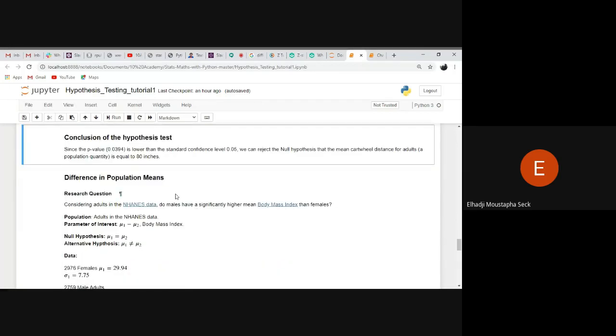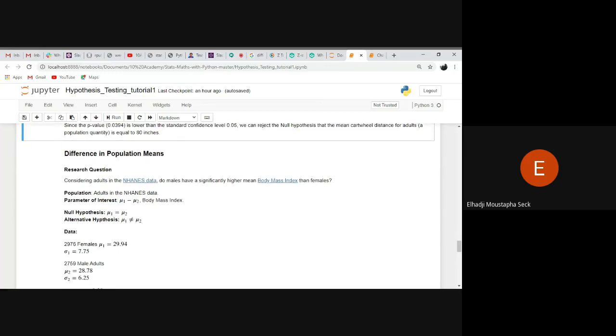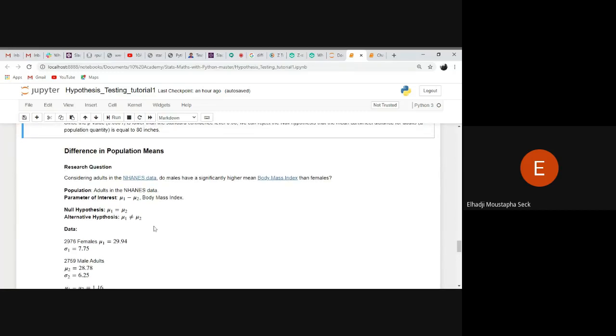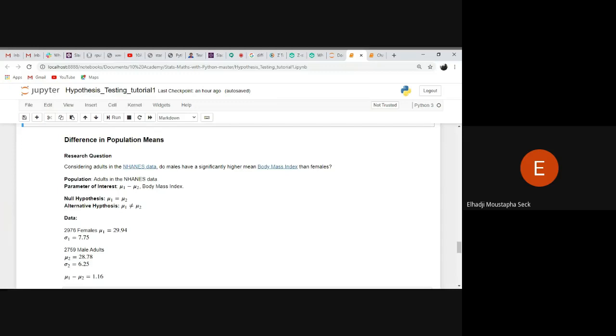So let us move on to difference in population means using z-test. Here I have considered this NHANES data, where you have the body mass index for male and female. So the question is, is the body mass index for men and female the same? And we don't know for now. Let's conduct hypothesis testing. So here our parameters of interest are just mu1 and mu2, the body mass indexes for men and for female.